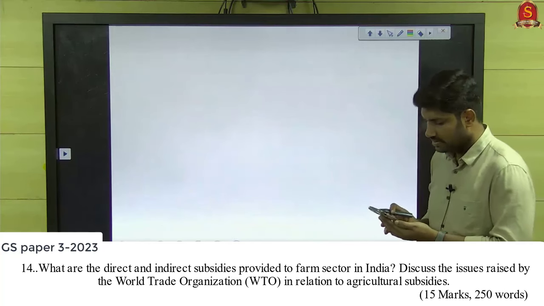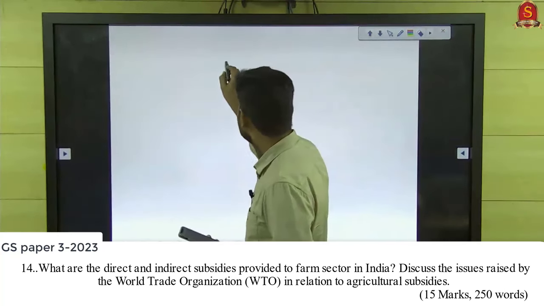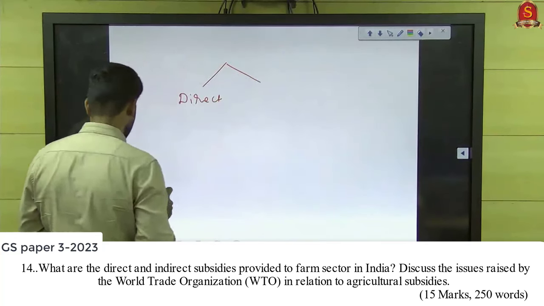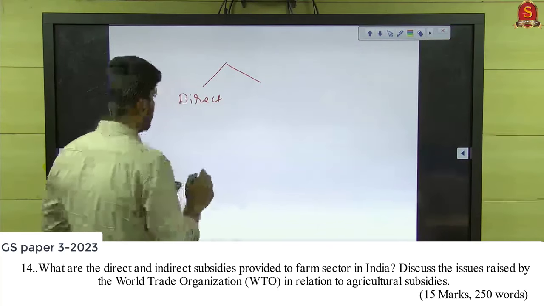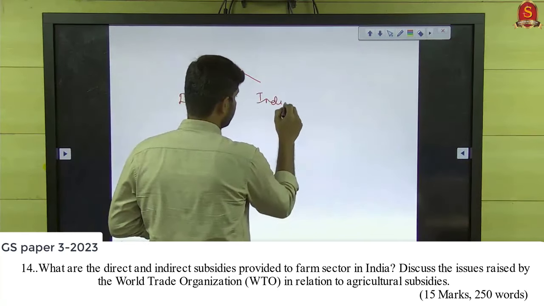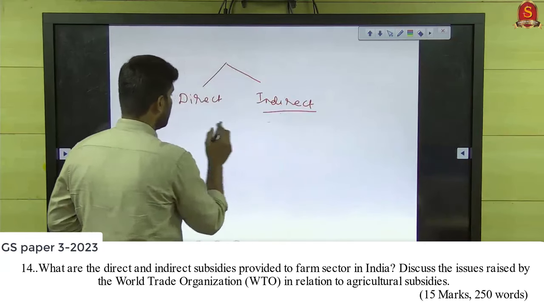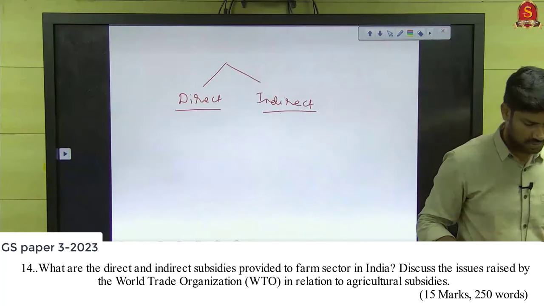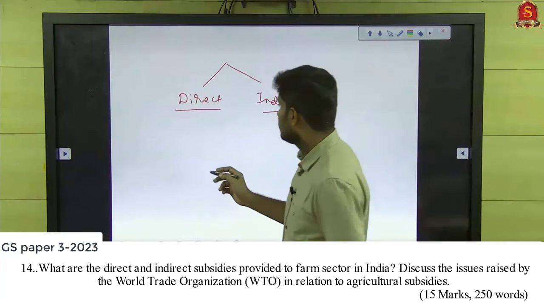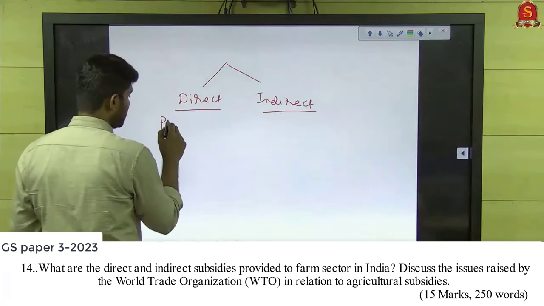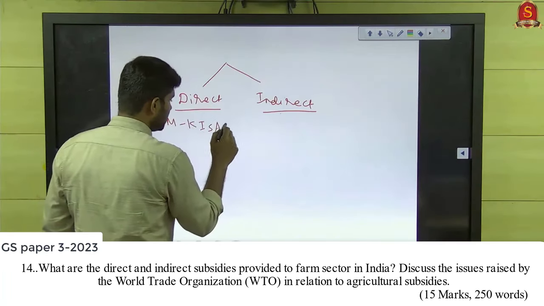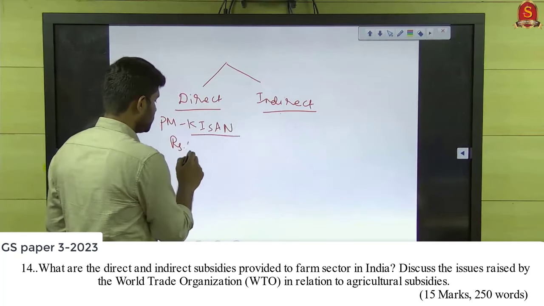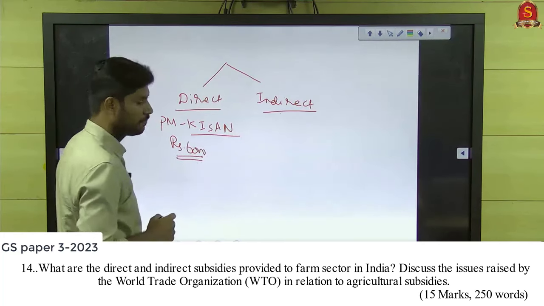So there are two types of subsidies in Indian agriculture: direct and indirect subsidies. In the first part of the question, we have to explain the direct and indirect subsidies. The direct subsidies are the direct income supporting measures to the farmers. Here, I told you the famous scheme PM Kisan. Under the PM Kisan, the government is providing 6,000 rupees cash subsidy to the farmers per year.